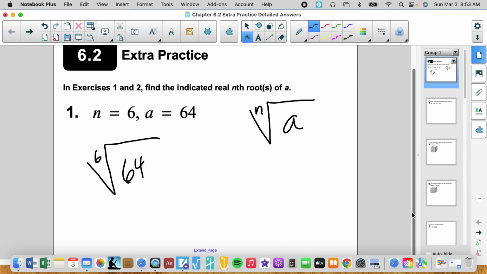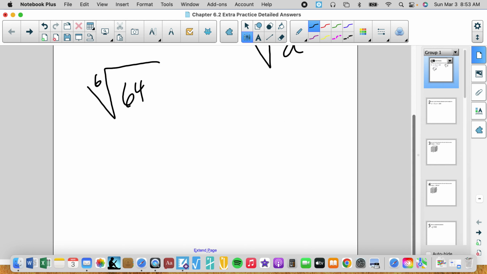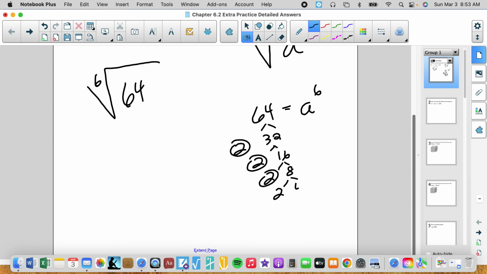So can I write 64 so that it gets rid of a sixth root? A sixth power does that. So can I break 64 down to equal some value to the sixth power? Let's do the prime factorization. 64 is 2 times 32, 32 is 2 times 16, 16 is 2 times 8, 8 is 2 times 4, and 4 is 2 times 2. So we have 1, 2, 3, 4, 5, 6. So 64 can be written as 2 to the 6th.